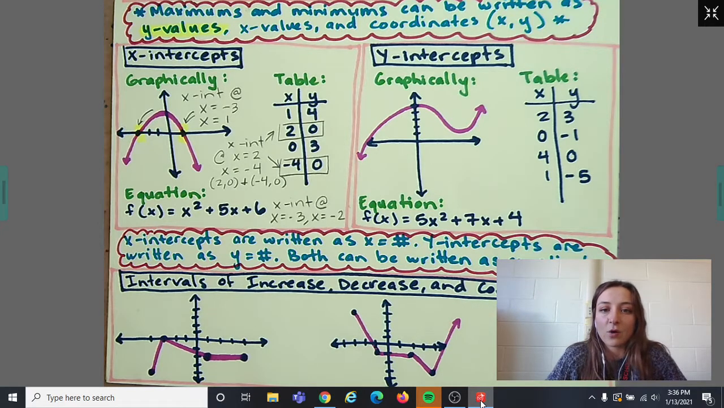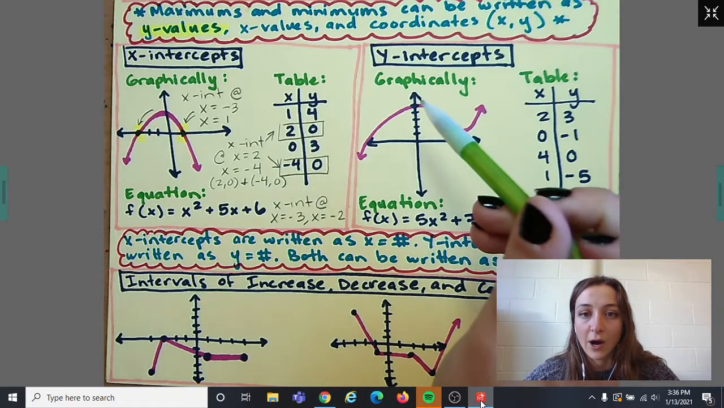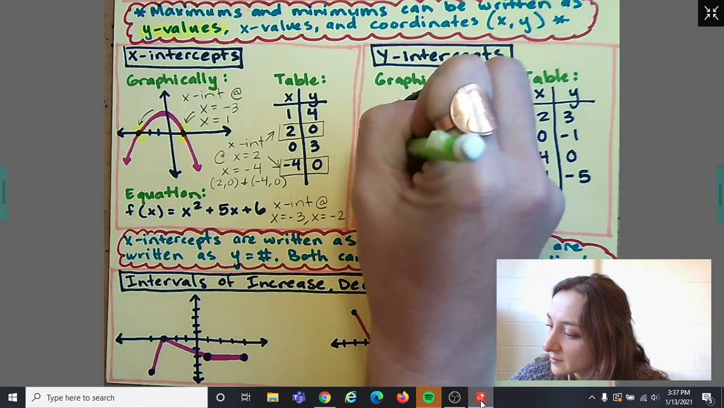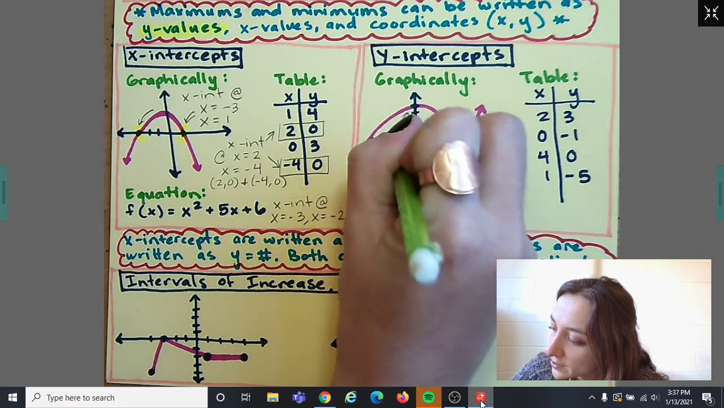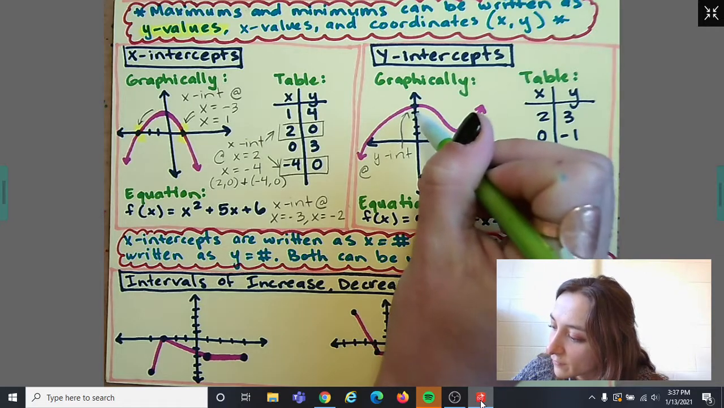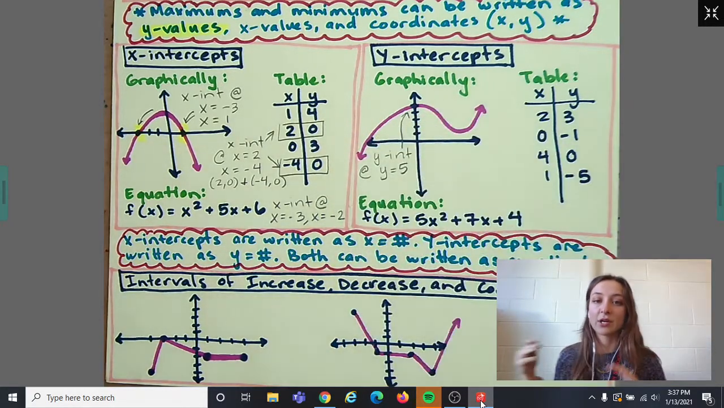Okay, let's move on to our y-intercepts. Graphically, we're just looking at where this crosses the y-axis. So this first one here is crossing the y-axis. So the y-intercept is at 1, 2, 3, 4, 5. So this is crossing at y equals 5 because we're looking at a y value. We're looking at a value on the y-axis.